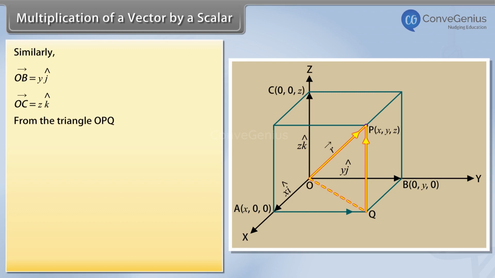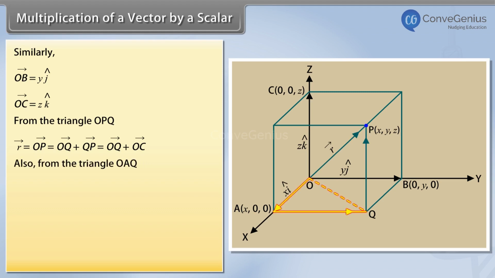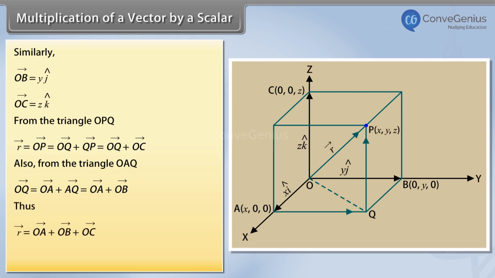From the triangle OPQ, vector r equals vector OP equals vector OQ plus vector QP equals vector OQ plus vector OC. Also from the triangle OAQ, vector OQ equals vector OA plus vector AQ equals vector OA plus vector OB. Thus, vector r equals vector OA plus vector OB plus vector OC. Vector r equals x i cap plus y j cap plus z k cap.